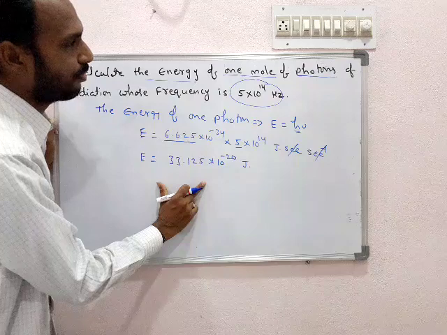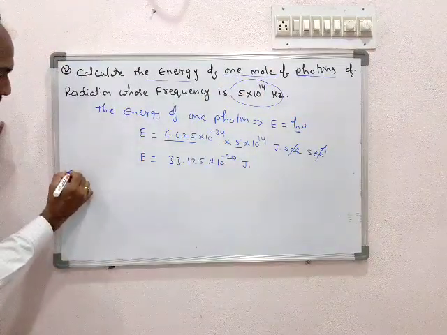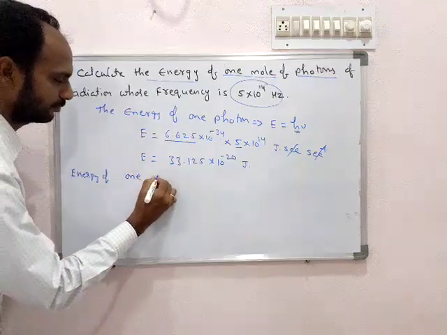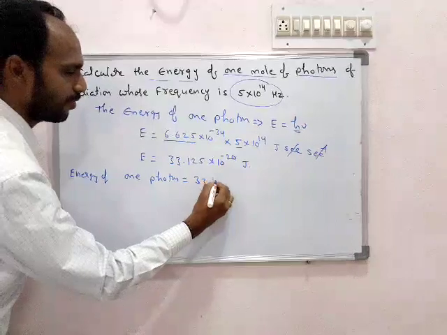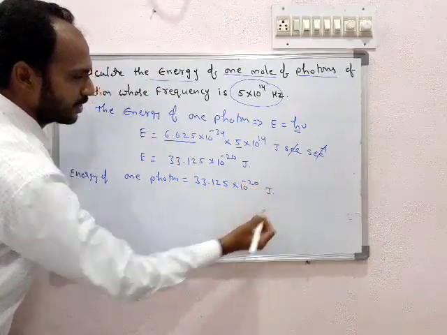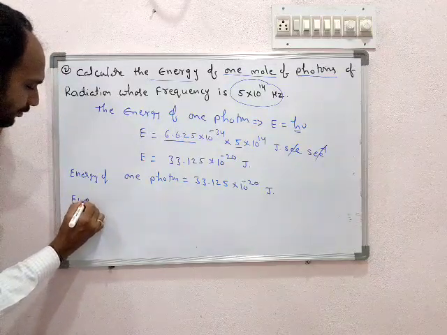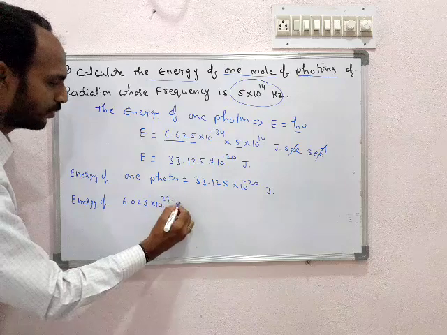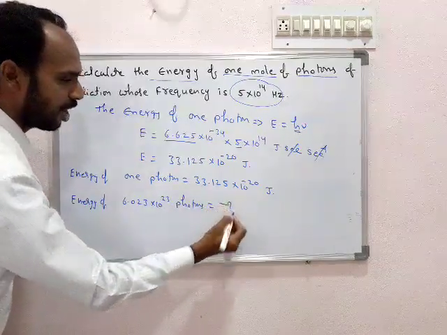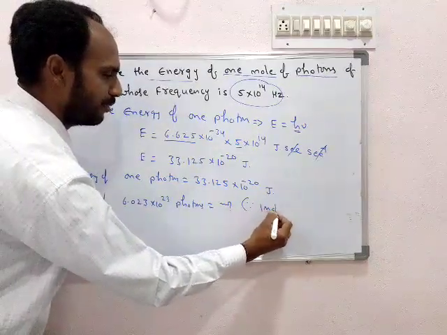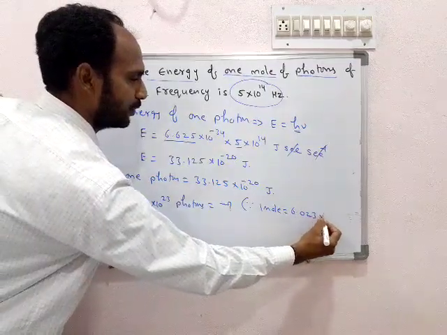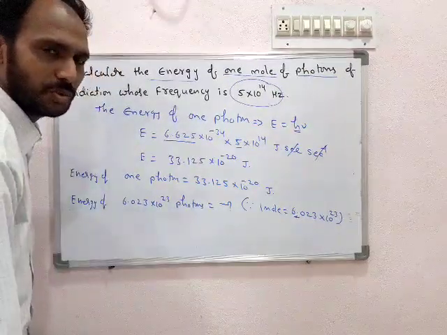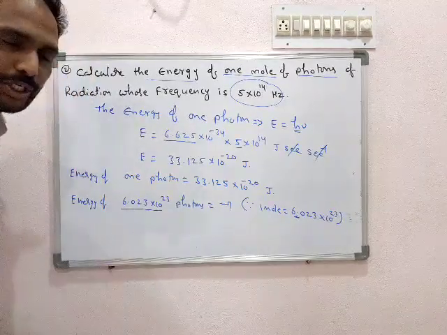We need to calculate the energy of 1 mole of photons. So energy of one photon equals 33.125 into 10 power minus 20 joules. So what about the energy of 6.023 into 10 power 23 photons, how much? We know that 1 mole always equals 6.023 into 10 power 23. In calculation we can take 6 also, there is no problem in it. But here exactly we are taking 6.023 into 10 power 23.